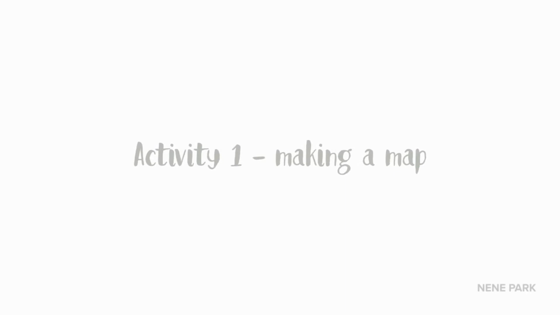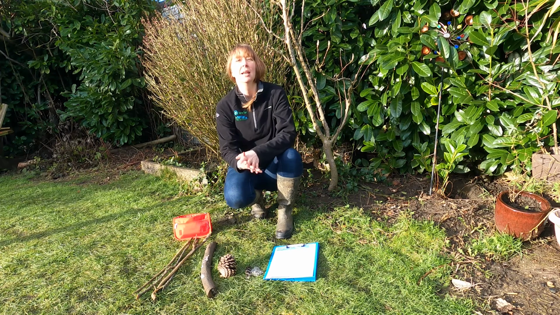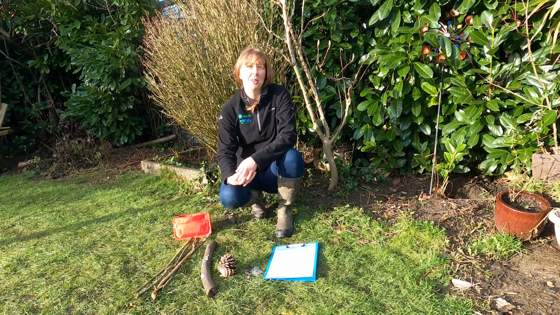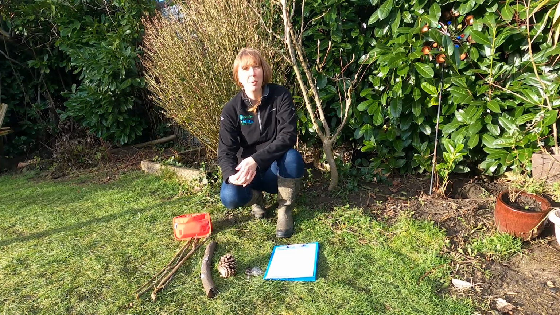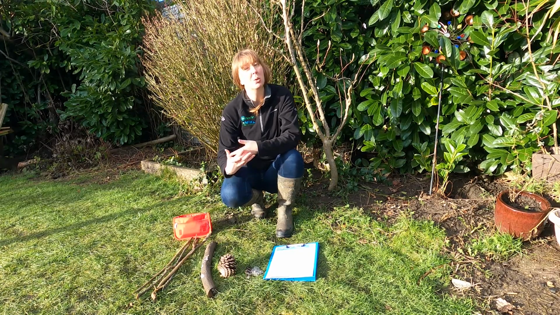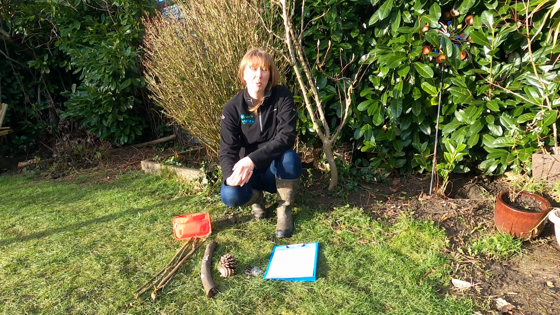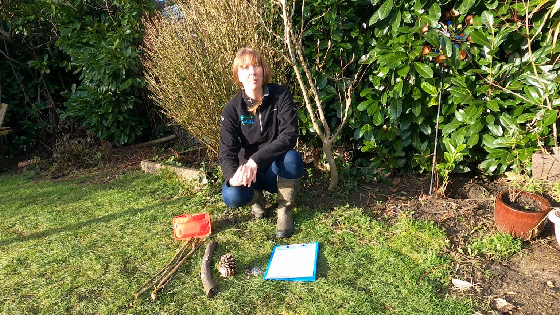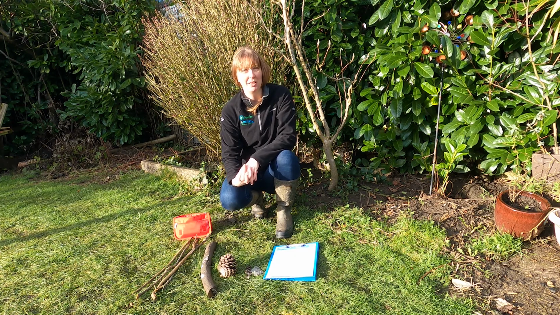Activity 1. Making a map. So here we are outside and ready to have a go at drawing our map. Now we already know that maps are the kind of view that you might get from above, up in an aeroplane or a helicopter. We call it an aerial view. Now unfortunately we can't go up in a helicopter today to draw our maps, so what we're going to do is make miniature maps of miniature landscapes that we've created ourselves.